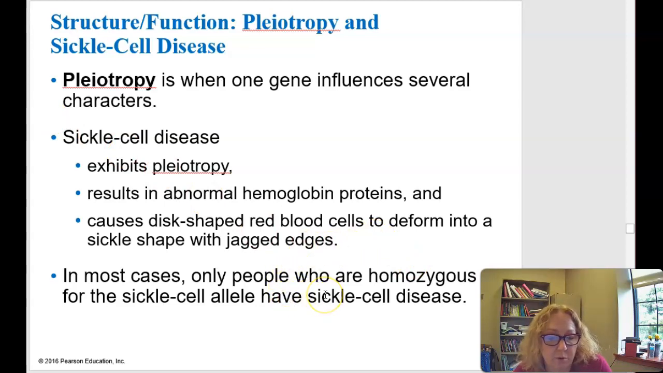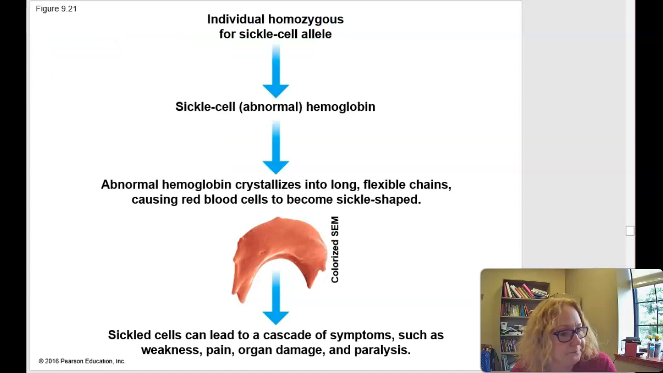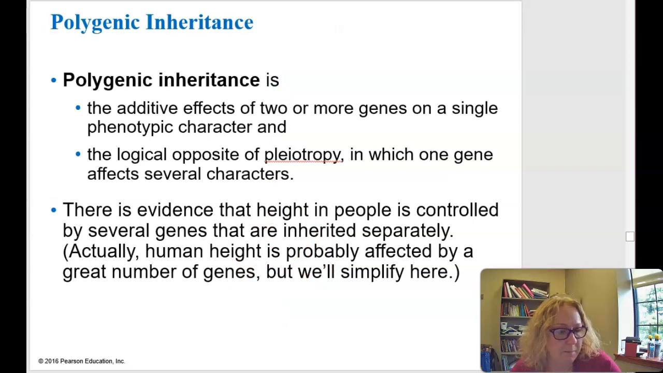In most cases, only people who are homozygous for sickle cell have symptoms, but if you are heterozygous for sickle cell, they recommend that you not do things like climb Everest or Kilimanjaro. They will actually test your blood to make sure that you are not a carrier, so that you can perform these activities that require a great deal of red blood cells. So again, this is what your blood would look like if you had sickle cell.